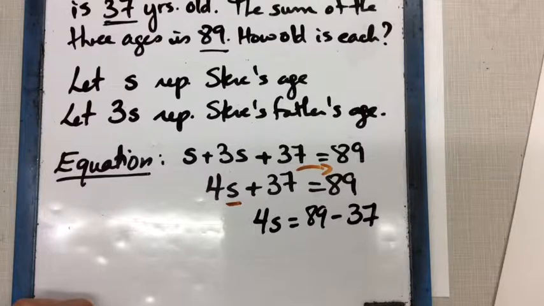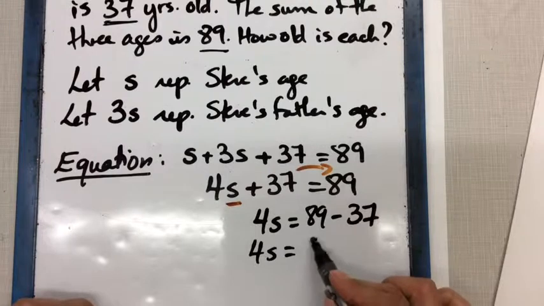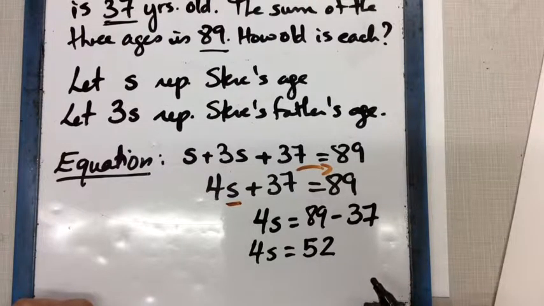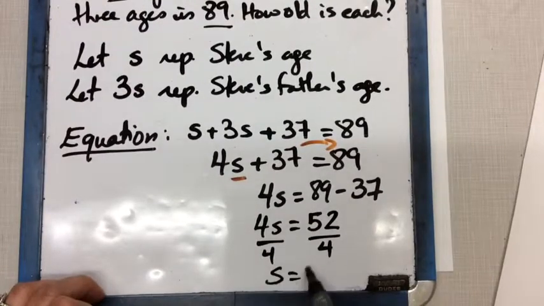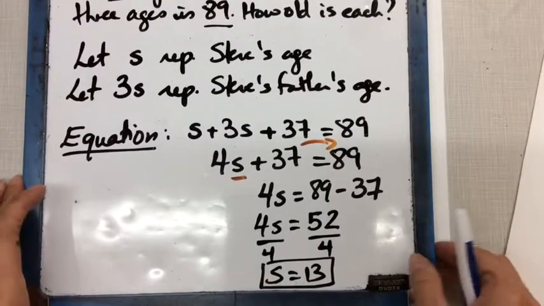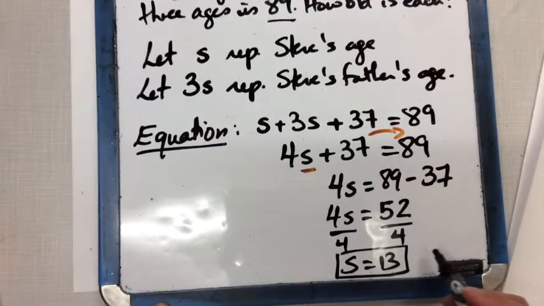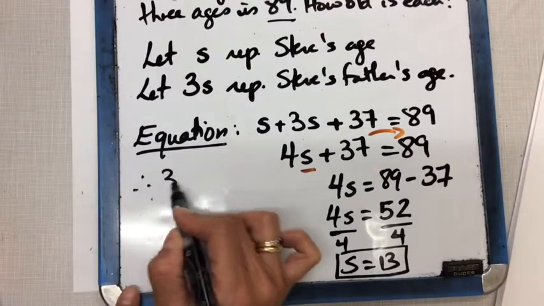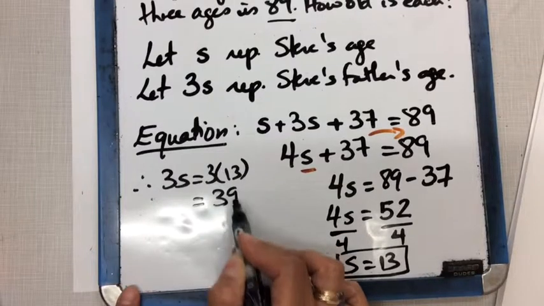And so now 4S is equal to 52. And if you divide 52 by 4, S is equal to 13. So Steve, and I don't have much space below, so let's just put it here. S is 13. Therefore, 3S is equal to 3 times 13, which is equal to 39.